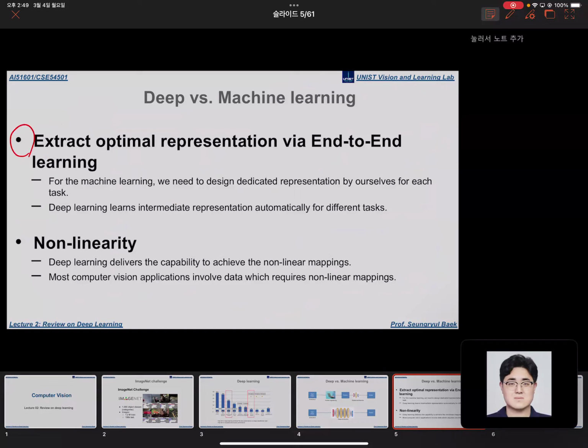So if some people ask you why deep learning is better than shallow learning, then you can answer with these two reasons. First is, we can extract the optimal representation, the optimal feature vector, via end-to-end training using the data, okay? That's the merit of deep learning, okay? But in shallow learning, we have to define our own feature vector, okay?